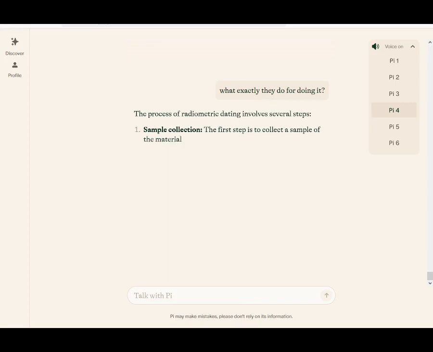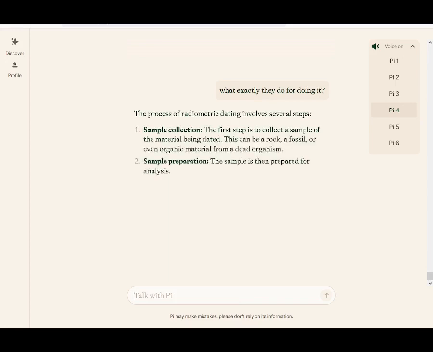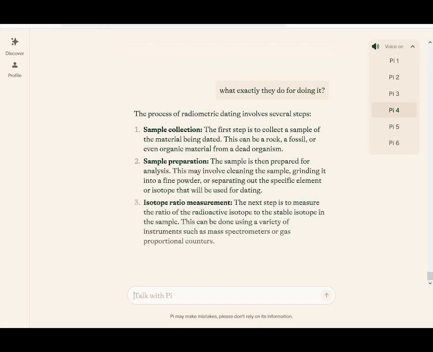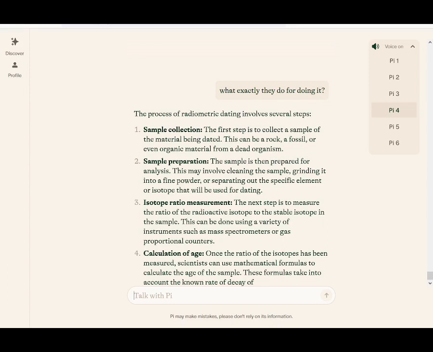The process of radiometric dating involves several steps. 1. Sample collection. The first step is to collect a sample of the material being dated. This can be a rock, a fossil, or even organic material from a dead organism. 2. Sample preparation. The sample is then prepared for analysis. This may involve cleaning the sample, grinding it into a fine powder, or separating out the specific element or isotope that will be used for dating.